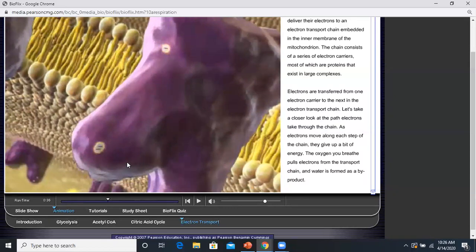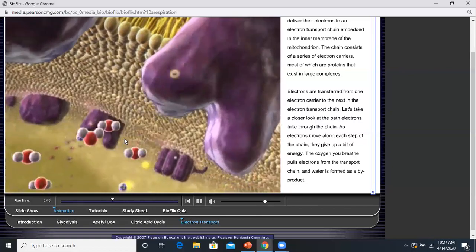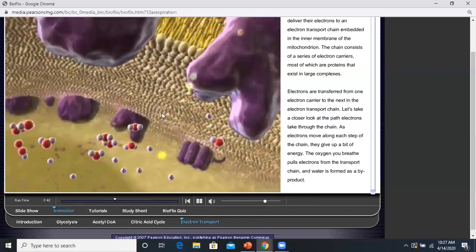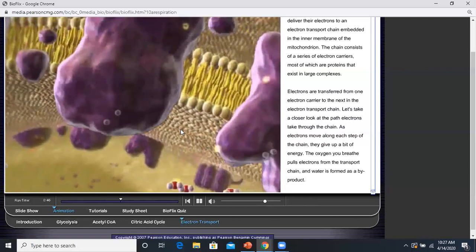Oxygen, if you forgot from chemistry, is really electronegative, which means it really wants these electrons. So if you see this, there's oxygen picking up the electrons, and then it forms water as a byproduct. So O2 accepts the electrons as the final electron acceptor, and you form water.